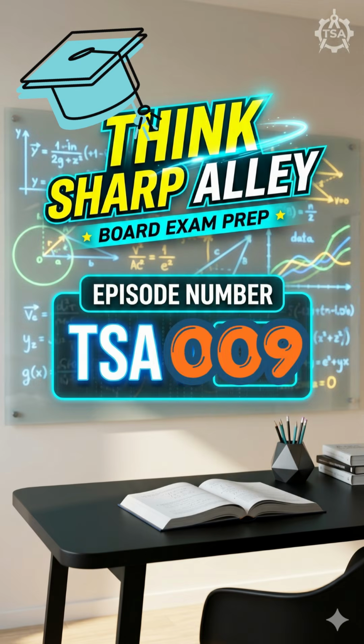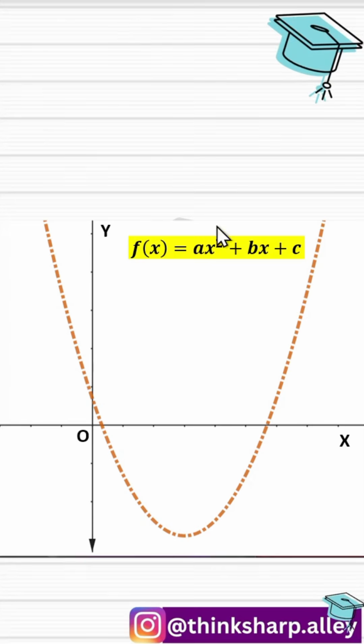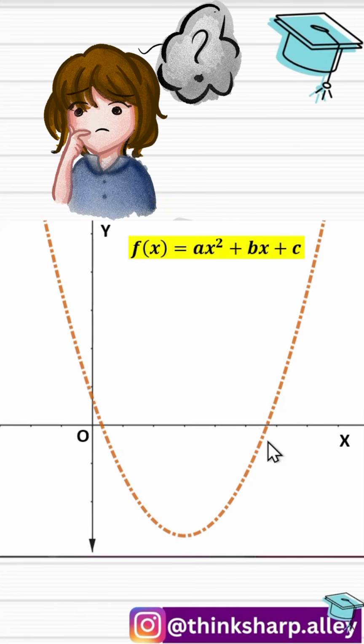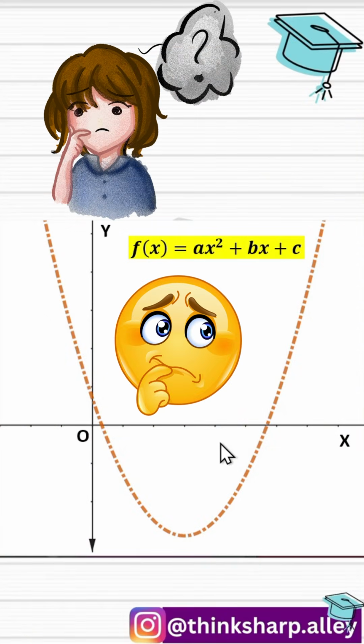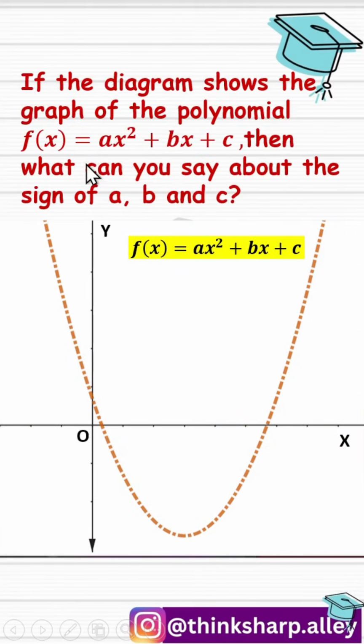Here is today's must-know MCQ for class 10. Can you tell the signs of a, b and c just by looking at this graph? If the diagram shows the graph of the polynomial f(x) equal to ax squared plus bx plus c, then what can you say about the sign of a, b and c?